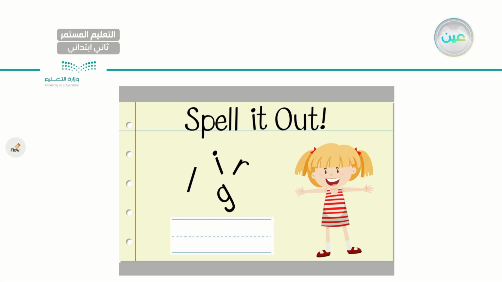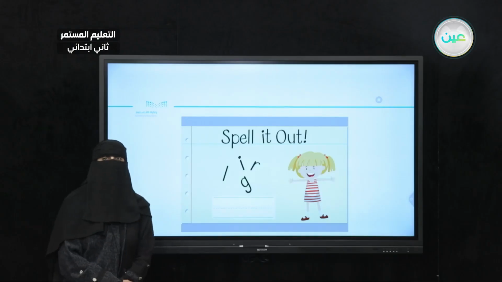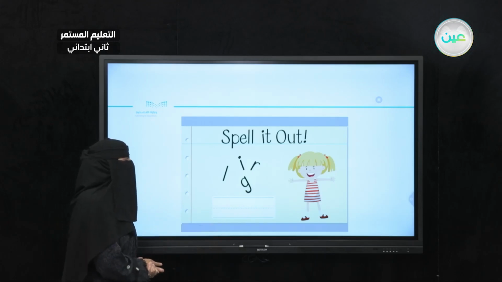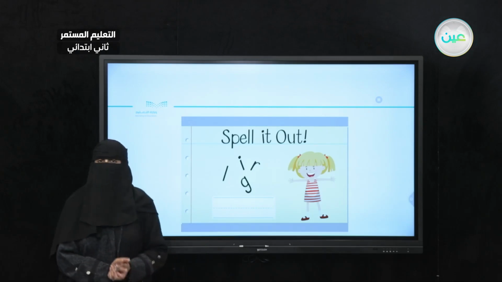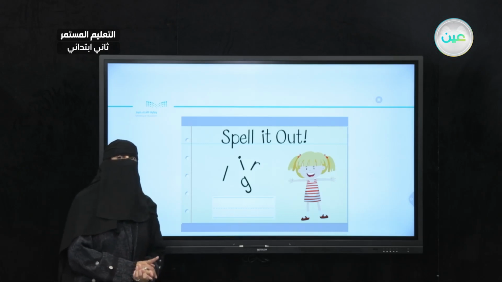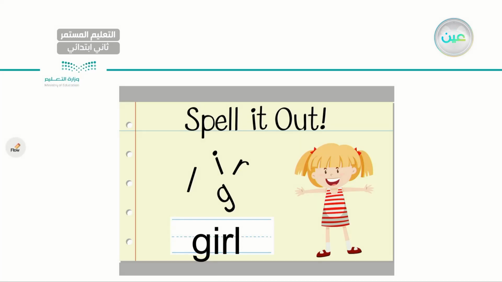Spell it out. Same thing. I have a picture and I have some letters. Rearrange the letters to come up with the correct word that describes the picture. So I have L, I, R, and G. I have 3 consonants and 1 vowel. So what do you think? What is the word that describes this picture? The word is girl. Very good. Spell it for me, please. G, I, R, L. Girl. Very good, my dear student.